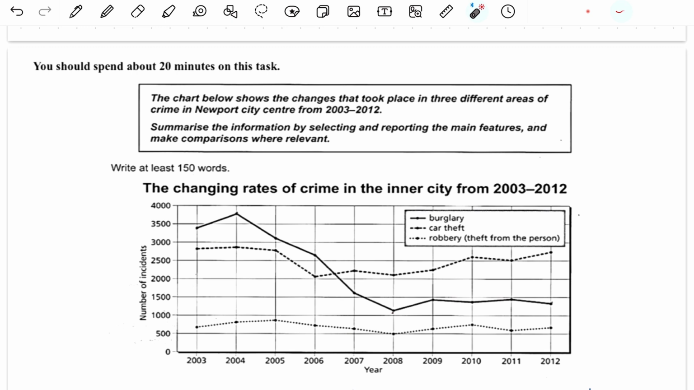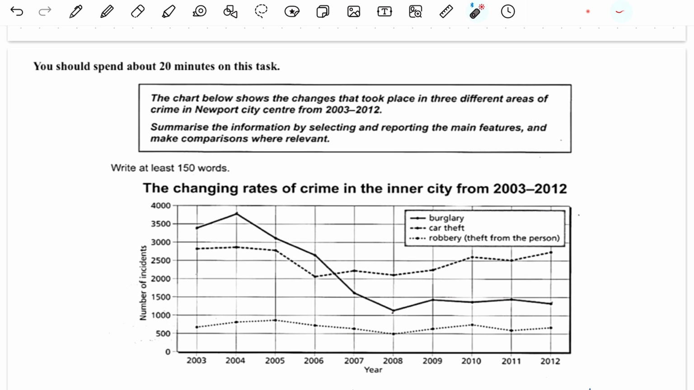Now, this is not a very difficult chart to analyze. All we need to do is look for key features, that is the important features, and try to figure out a way so that when we write our main body, it is very clear and easy to understand. So here you can pause the video, analyze the question, and try writing a main body on your own, and then you can compare what you've written with what I have written here for you.